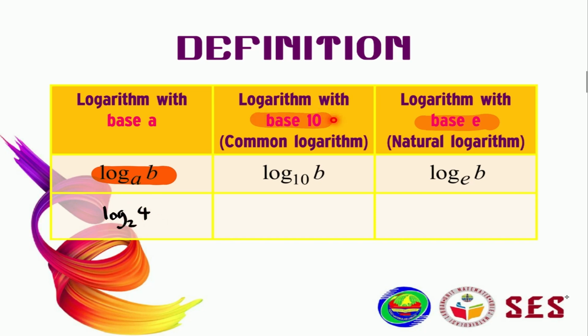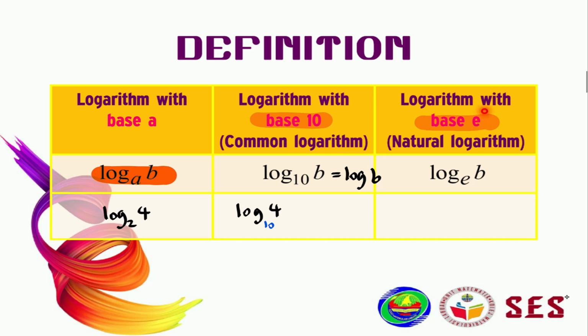Let's see base 10 over here. As you can see here, this is log b base 10. For this one, we can just write this as log b. If a log doesn't have any base written, that means it belongs to base 10. And we can just say it as log b. For example, log 4. This one belongs to base 10. You don't have to write base 10 to know that it belongs to base 10.